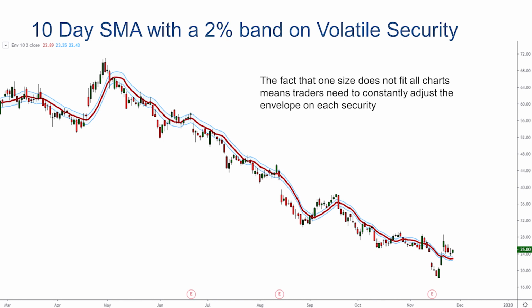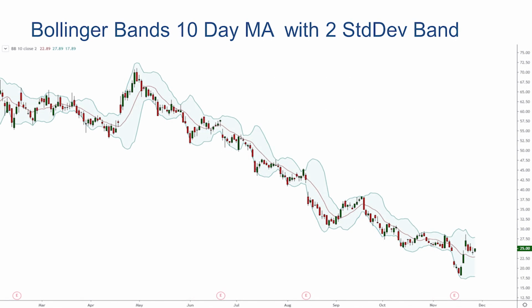But notice once we switch to a 10-period Bollinger Band moving average with a 2 standard deviation band, on that exact same security, the Bollinger Bands captured the ranges much better than the envelope did. This is that self-correcting mechanism within the Bollinger Bands that makes so many traders find them appealing. The Bollinger Bands are just adjusting based upon the actual volatility of the underlying security, and therefore setting the envelope around it that way.